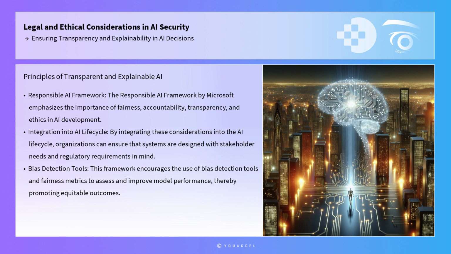Incorporating transparency and explainability also entails using frameworks that prioritize these principles from the outset. The Responsible AI framework by Microsoft, for example, emphasizes the importance of fairness, accountability, transparency, and ethics in AI development. By integrating these considerations into the AI lifecycle, organizations can ensure that systems are designed with stakeholder needs and regulatory requirements in mind. This framework encourages the use of bias detection tools and fairness metrics to assess and improve model performance, thereby promoting equitable outcomes.